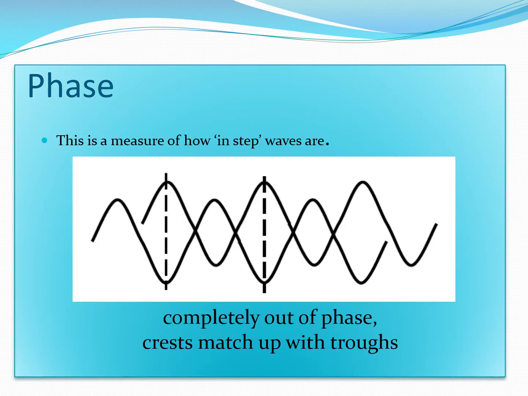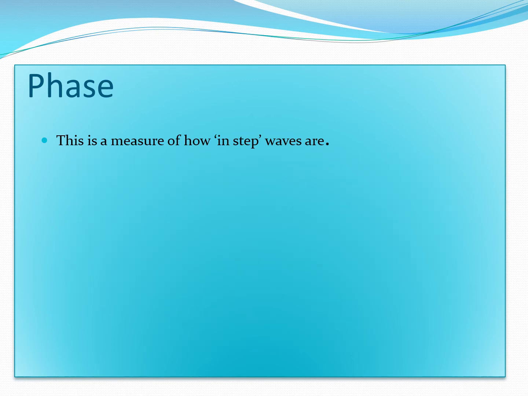Something that's completely out of phase would be something like this. So you can see that the crest of the first wave is meeting with the trough of the second wave, and then the crest of the second wave is meeting up with the trough of the first wave. Okay, this is what is said to be completely out of phase.